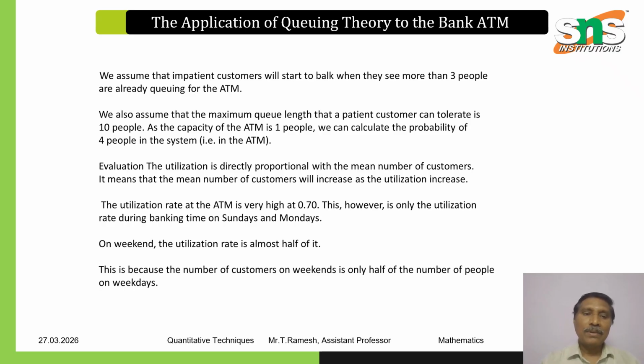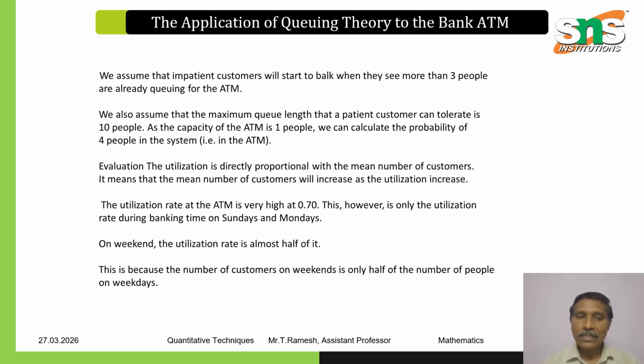Here we also assume that the maximum queue length that the patient customers can tolerate is 10 people, as the capacity of the ATM is 1 person. We can calculate the probability of 4 people in the system, that is in the ATM. Utilization is directly proportional to the mean number of customers. It means that the mean number of customers will increase as the utilization increases. The utilization rate of the ATM is very high at 0.70.